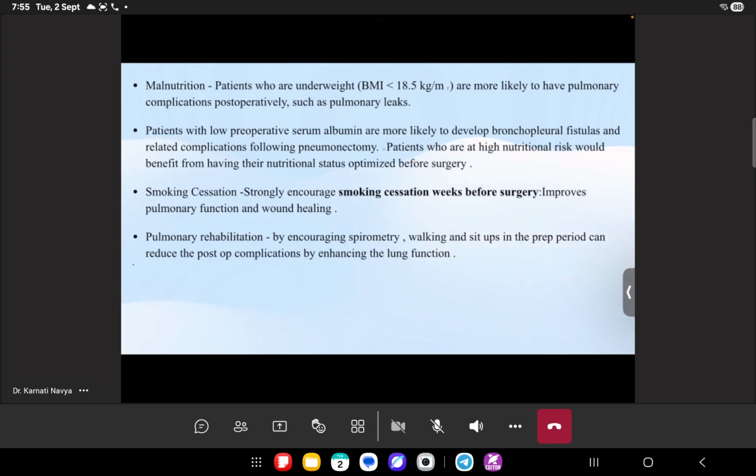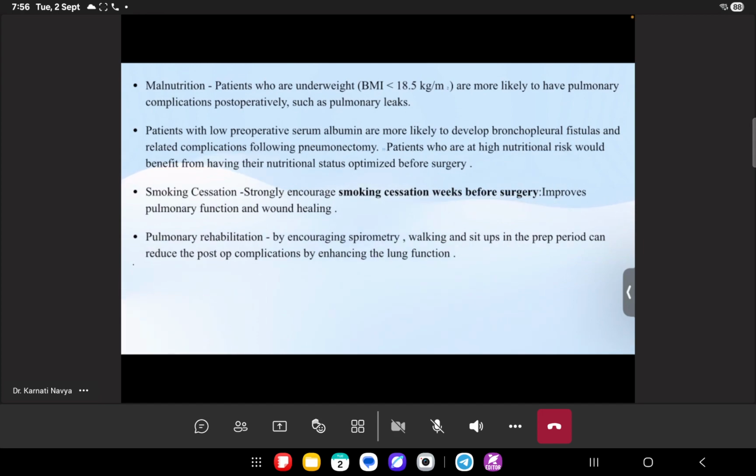Malnutrition: patients who are underweight, with a BMI of less than 18.5, are usually more likely to have pulmonary complications post-operatively, such as pulmonary leaks. So nutrition is also an important aspect in the preoperative period. Patients with low preoperative serum albumin are more likely to develop bronchopleural fistulas and related complications following pneumonectomy. So patients who are at high nutritional risk would benefit from having their nutritional status optimized before surgery.